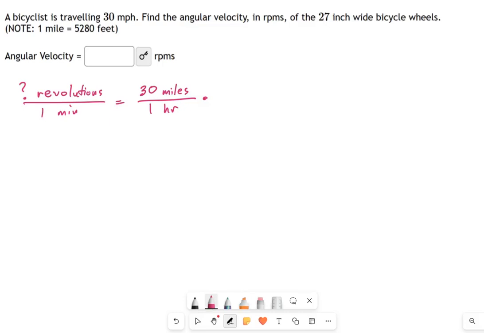The bicycle's moving along at 30 miles an hour. Okay, and there are 27-inch wheels on the bike, and I want to know how fast the wheels are spinning, right? What's the angular velocity of the wheels in revolutions per minute?